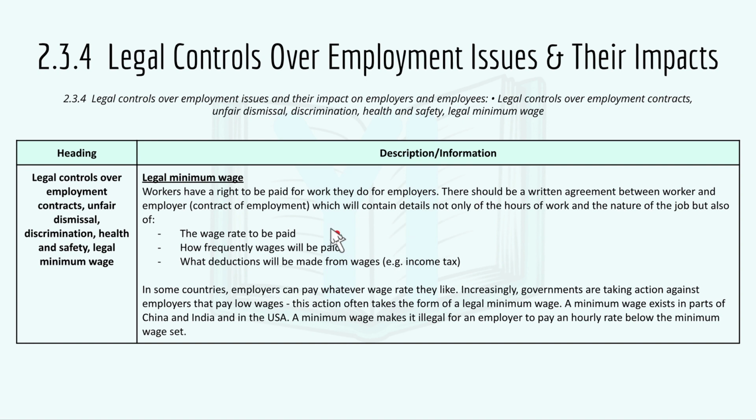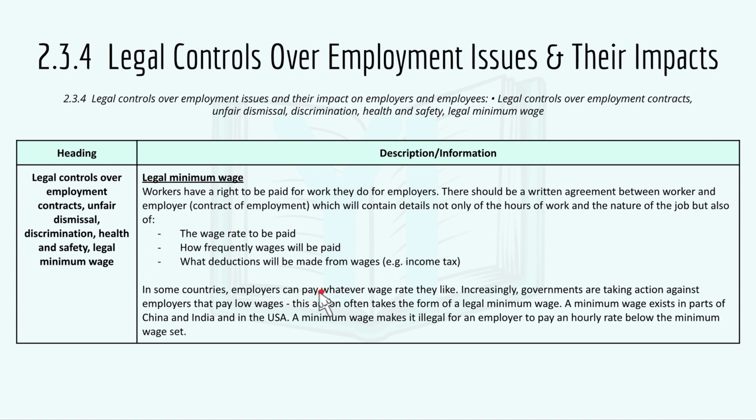and the workers have a right to be paid for the work they do for employers, there should be a written agreement between worker and employer, which is the contract of employment, which will contain the details not only for the hours of work and the nature of the job, but also the wage to be paid, how frequently the wage will be paid, and what deductions will be made from the wages, like income tax.